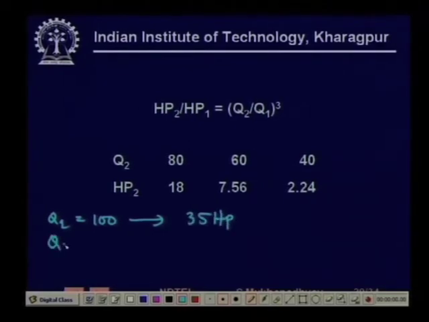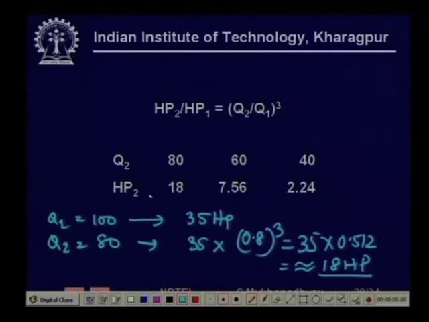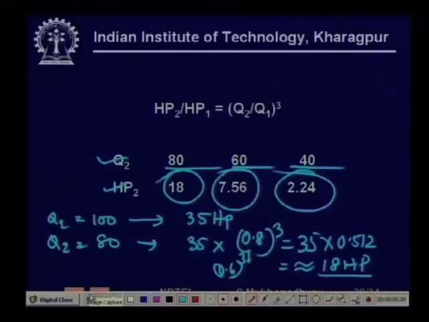So, with Q1 equal to 80, Q2 equal to 80, the HP requirement will be 35 into 0.8 whole cube, which is equal to 35 into 0.512, which is almost equal to 18 horsepower. So, this is 18. Similarly, if you multiply this by 0.6 whole cube, then you will get 7.56, similarly 2.24. So, these are the horsepower requirements now applying the fan laws, and you can get very similar figures if you see the fan curves, because the fan curves obey the fan laws, right.